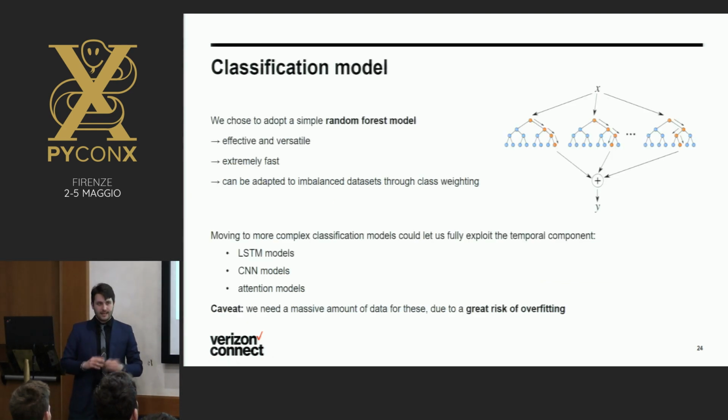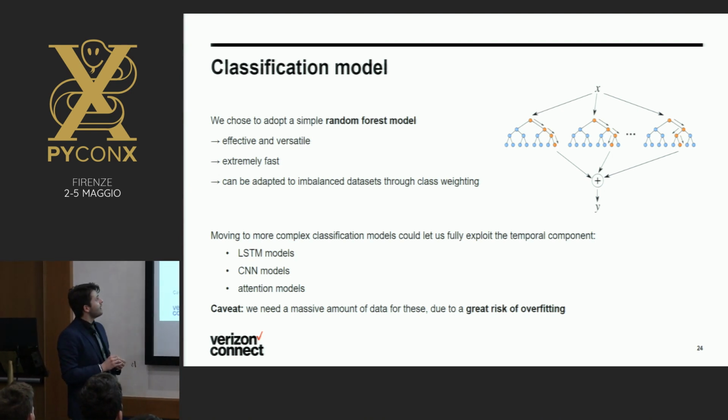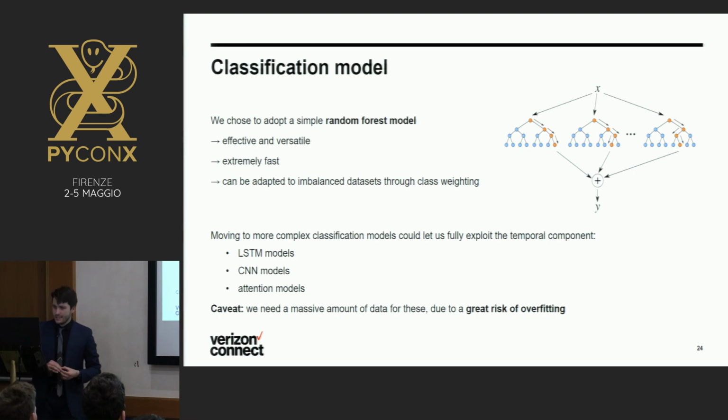So once having extracted the features from the video and from the telemetry, we can feed them to a classification model. In our case, we chose to use a simple random forest model. This is because random forests are effective, versatile, and extremely fast. Once again, speed is quite an important aspect of the system. And it has the feature of being able to be adapted to imbalanced datasets through class weighting. This means that in this case, we can use it with some tricks and magic in order to deal with our unbalanced dataset.